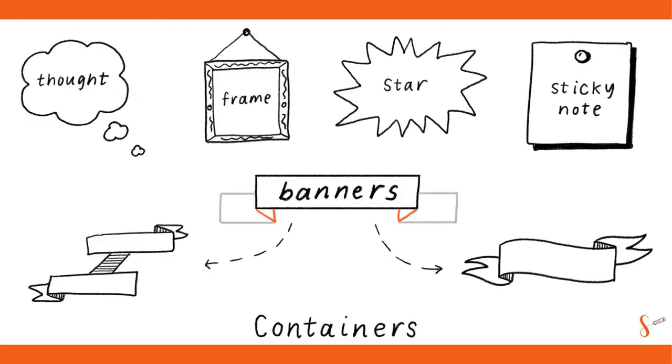So the second element are containers. These are boxes and banners and shapes to house information in. Here you can see a few examples. Remember, some will relate to your subject more than others.